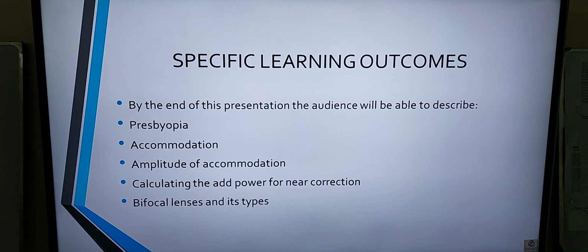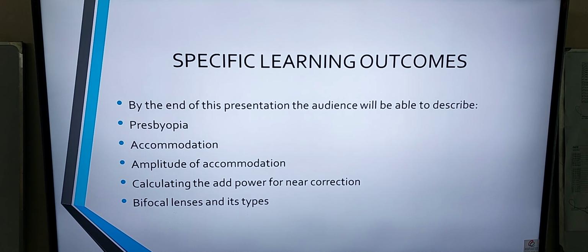By the end of this presentation, the audience will be able to describe presbyopia, accommodation, the amplitude of accommodation, calculating the add power for near correction, as well as bifocal lenses and their types.